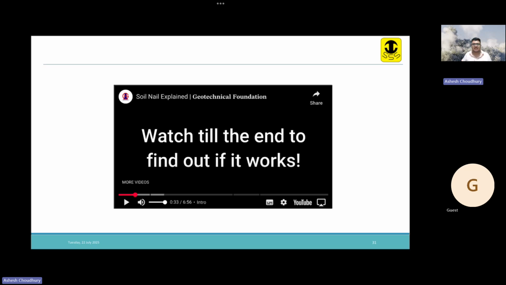Initially we'll see that these kids are doing some experimentation. Small experiments in a box. They will make a slope, and then put some load with some books over the slope, and it fails. Then they will nail the slope with the help of some long wooden toothpicks. And then they will look into the experiment. They will see that the soil is not failing.